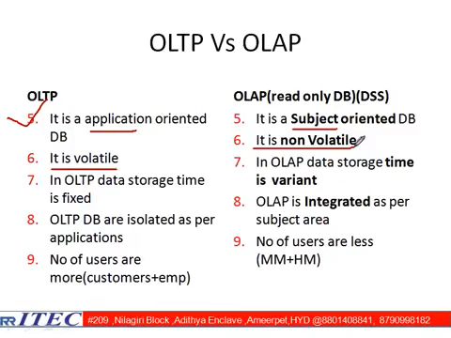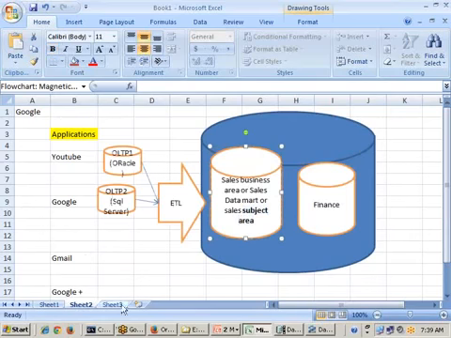In my case, OLTP and OLAP, what is changing? The data is changing in the OLTP, so it's called OLTP is volatile. Data is not changing here in OLAP, that is the reason it's called what, sir? Non-volatile. Let us try to take one example.